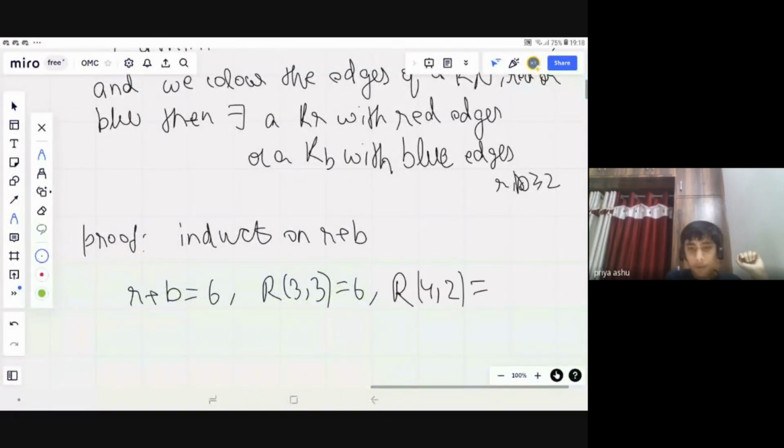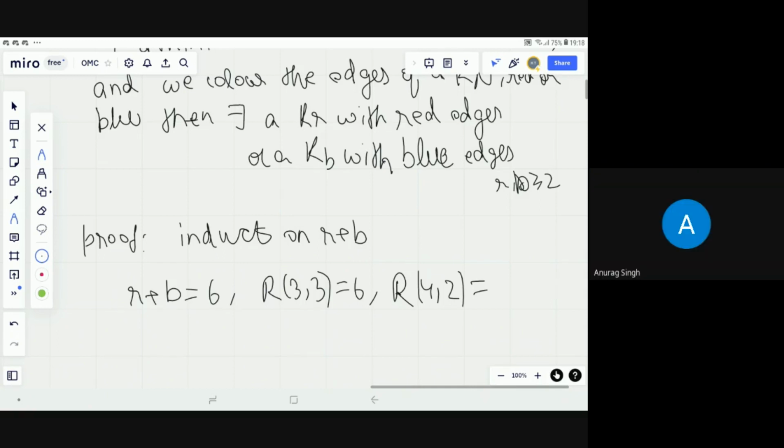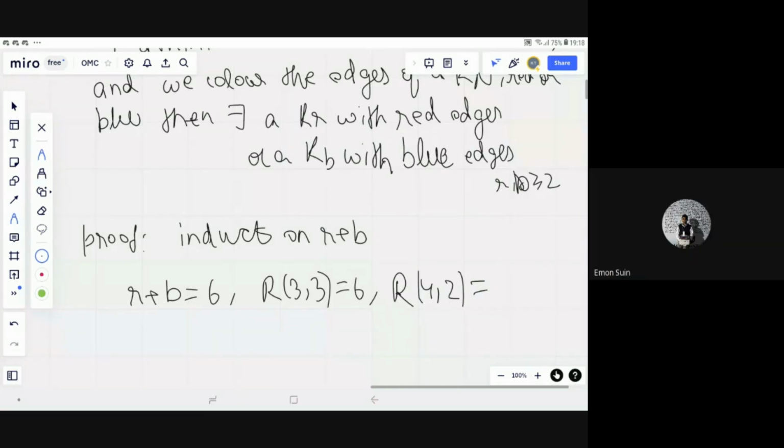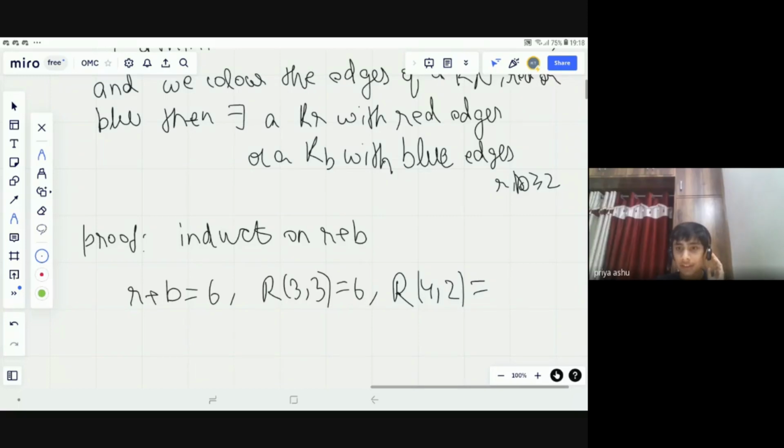So what would R of 4 comma 2 be? Oh, sorry, a 5 point graph. Can you repeat? I don't know. Can you repeat? Hello, am I audible? Yeah, audible. Yes, so somebody was just asking something.